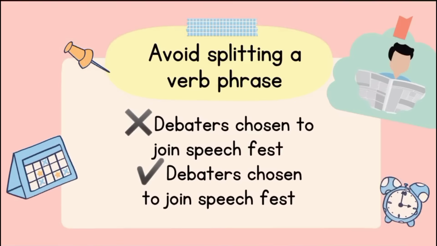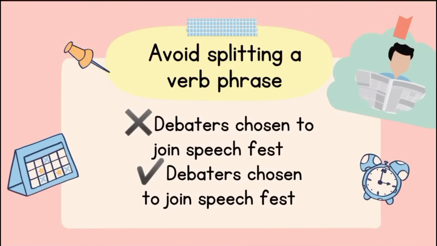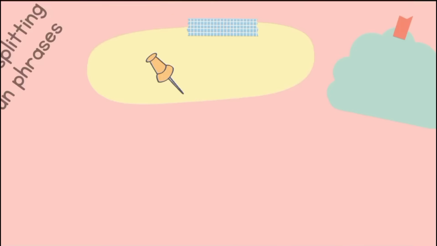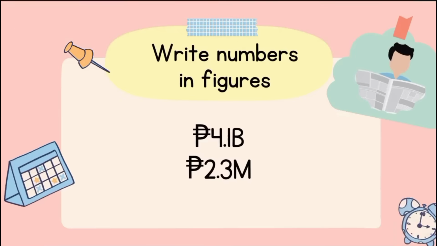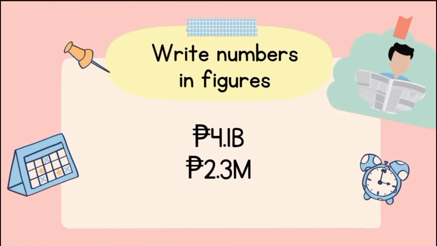Seventh is to also avoid splitting a noun phrase. In this case, the noun phrase is gold medal, which should not be separated into two lines. Last is to write numbers in figures. For example, instead of writing 4.1 billion pesos in words, write it in numeric form in this manner. This is in the case of headlines though. For the news story itself, one-digit numbers should be spelled out. The rest should be written in numeric form.